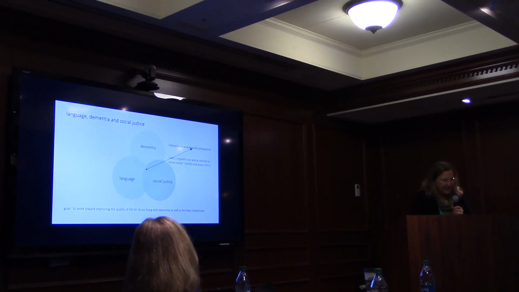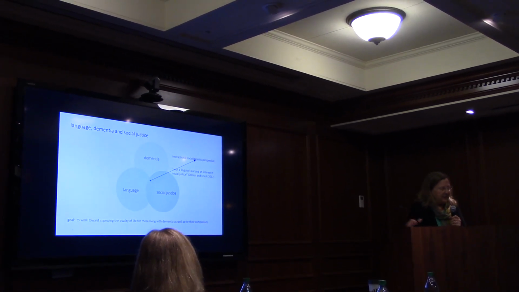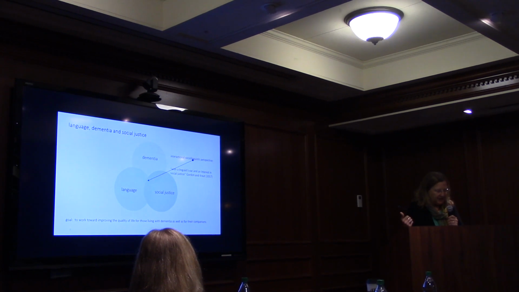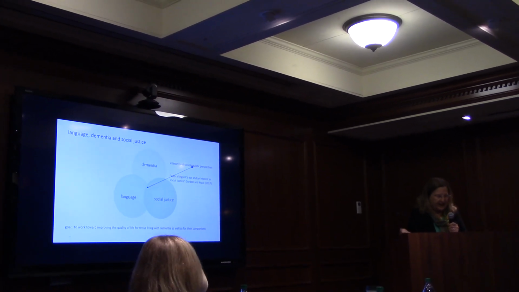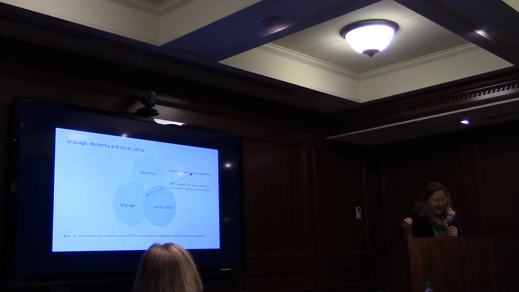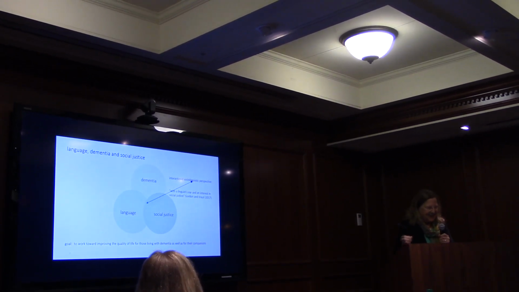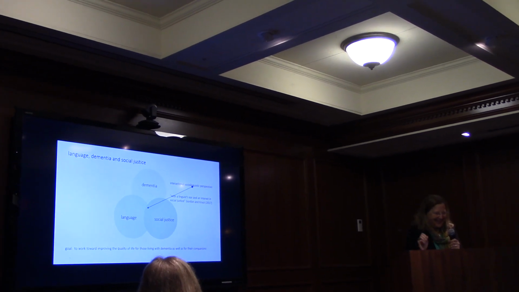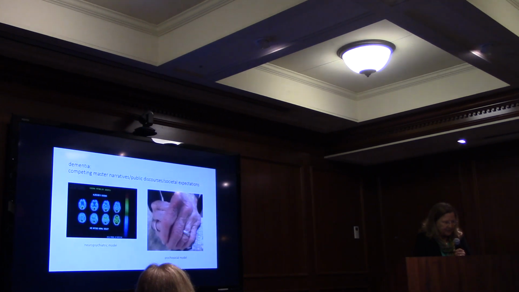So here is what I'm about to talk about. The goal, at the bottom, is to work toward improving the quality of life for those living with dementia as well as for their companions. So I take an interactional sociolinguistic perspective, as Gordon and Kraut said, with the linguist's ear and an interest in social justice towards this intersection.